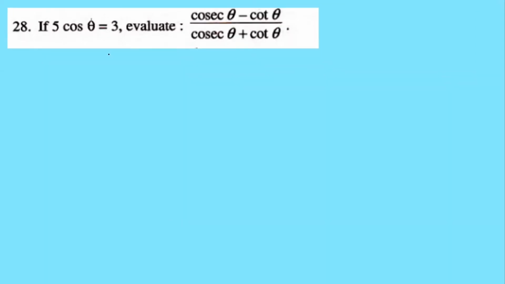If 5 cos theta is equal to 3, evaluate cosec theta minus cot theta upon cosec theta plus cot theta. So you have cos theta is equal to 3 upon 5. Let us draw a right triangle with acute angle theta. So let ABC be our right triangle. So cos theta is adjacent upon hypotenuse. So this is 3x and this is 5x. So by Pythagoras theorem, we get this as 4x.